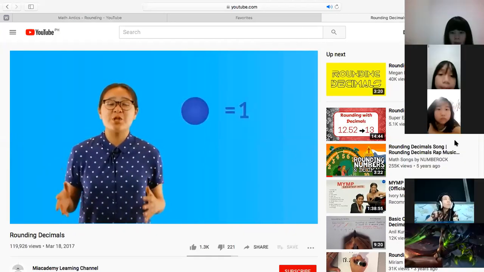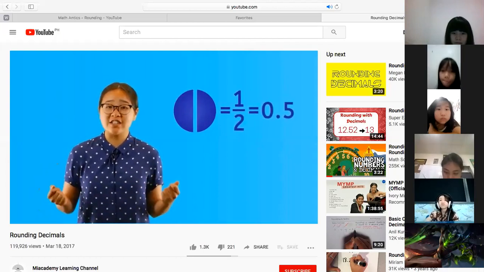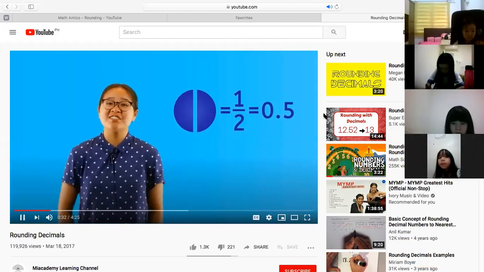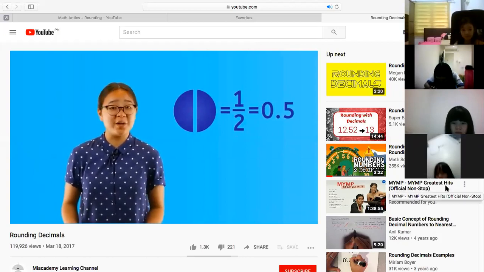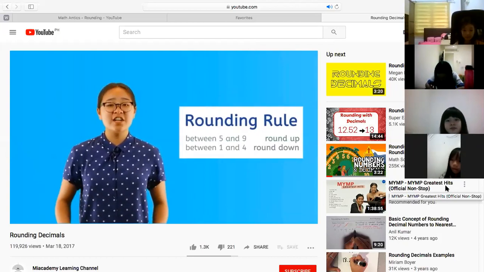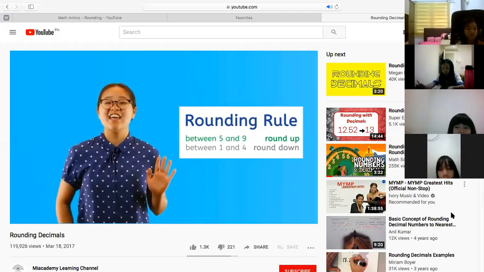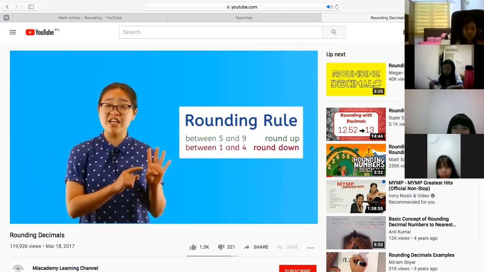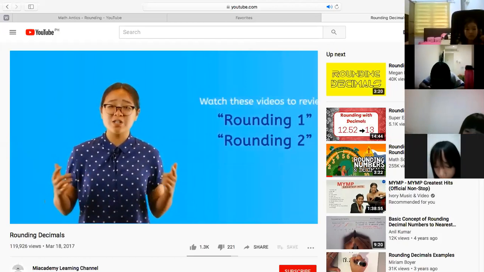We use decimals to show parts of a whole number. They're another way to show a fraction of a whole number. Rounding decimals uses the same rules as rounding other numbers. Do you remember the rules of rounding? If a number is 5 or more, you round up. If the number is 4 or less, you round down. If you don't remember these, watch the rounding video.